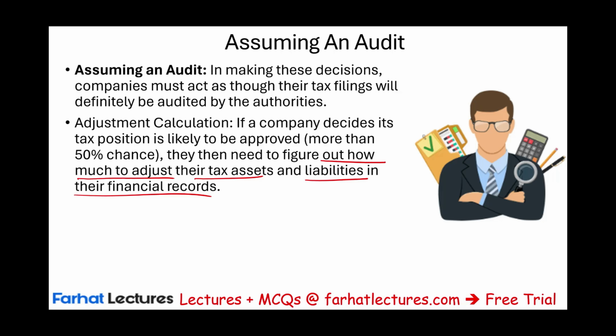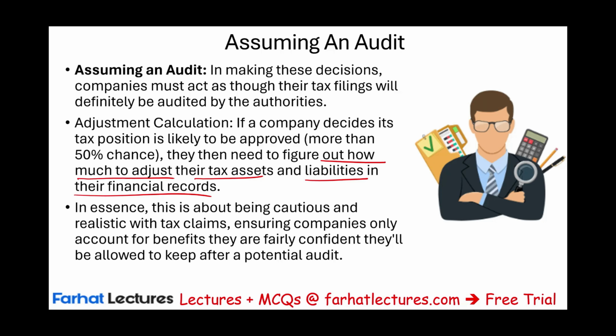So there's also that probability that you might go into a settlement with the IRS. You have to take that into account. So in essence, what you're doing is being cautious and realistic with tax claims, ensuring that companies only account for the benefits that they are fairly confident they will be allowed to keep after a potential audit. So they have to think, if we're audited, we might have to settle and get less of the deduction. So how much will we get? This is what we're going to book. And this is what we'll see in the example.